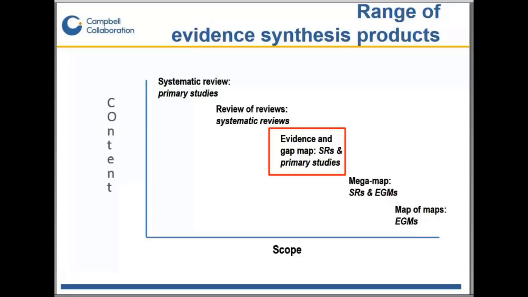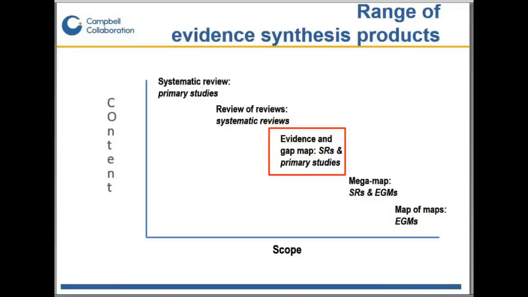As the diagram shows, there's a trade-off between what we call the scope of the evidence synthesis product and the depth of content. As you go across the horizontal axis, the scope of the evidence synthesis product is getting broader. For example, the only map of maps we have to date covers the whole of international development. It's a very broad scope. The mega map covers all of child welfare in low and middle income countries. Again, a very broad scope.